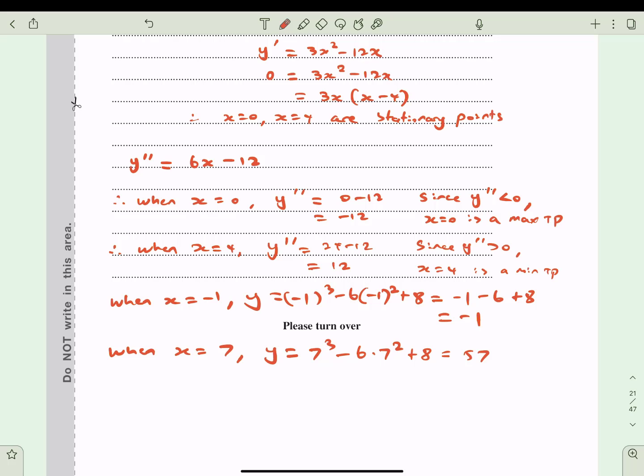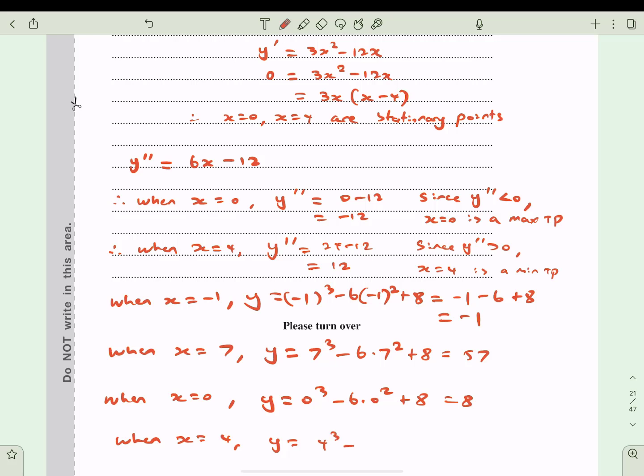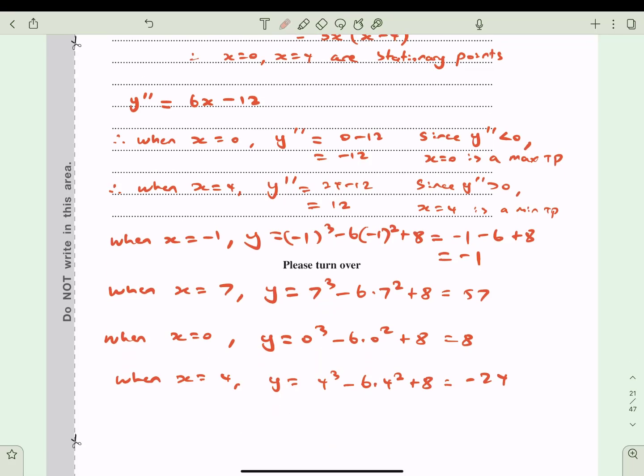I still need to calculate the y values for my max and minimum TP, so let's do that. When x equals 0, y is equal to 0 cubed minus 6 times 0 squared plus 8, which is equal to 8. And when x equals 4, y is equal to 4 cubed minus 6 times 4 squared plus 8, which is equal to -24. Now, we should see here, this is my max TP. So let's write that down as well.